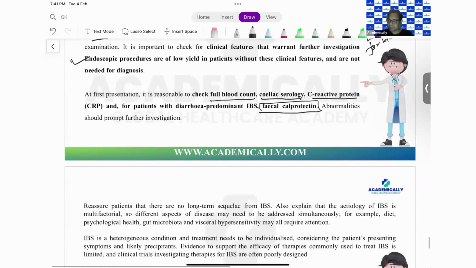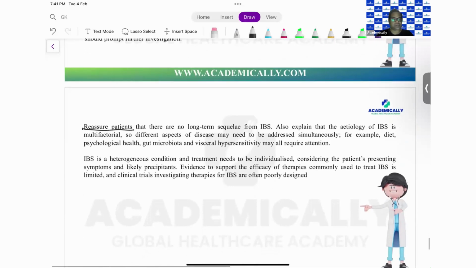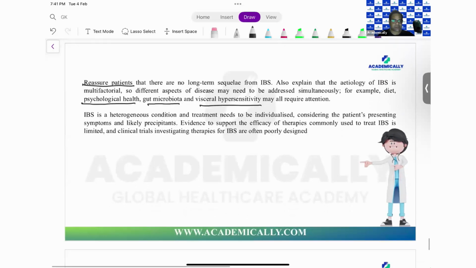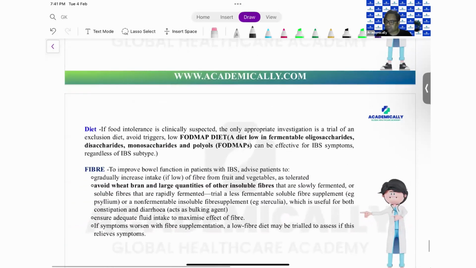All right. Now, if you find that a person has IBS, reassure the patient. Don't worry, these things are going to be all right. Many a time it is related to psychological health, gut microbiota, or hypersensitivity. As and how you have to treat the person, you first have to improve the diet. There is something called a low FODMAP diet, where fermentable oligosaccharides, disaccharides, monosaccharides, and polyols have to be given low. You must try to avoid these.